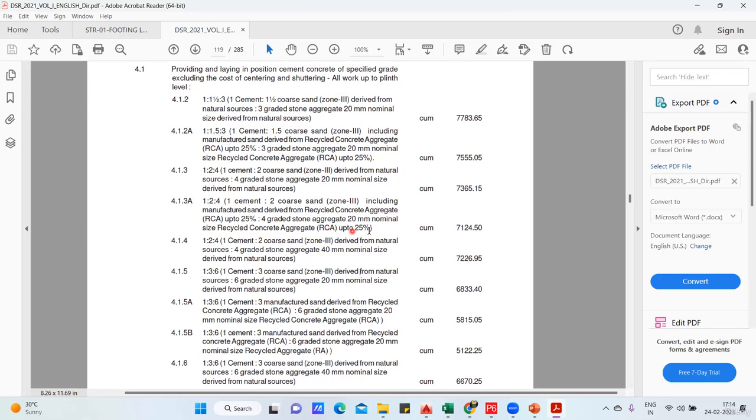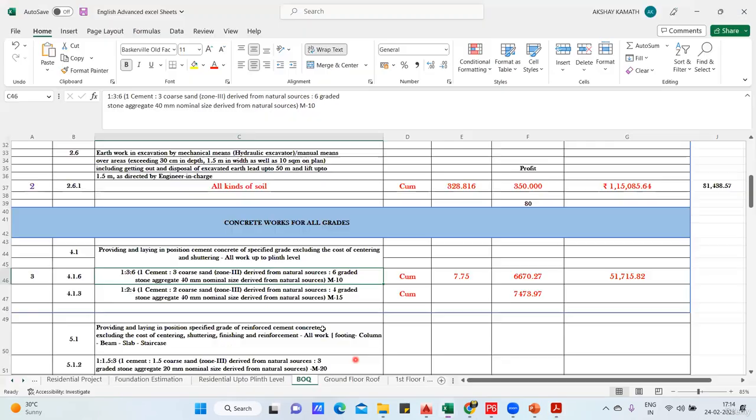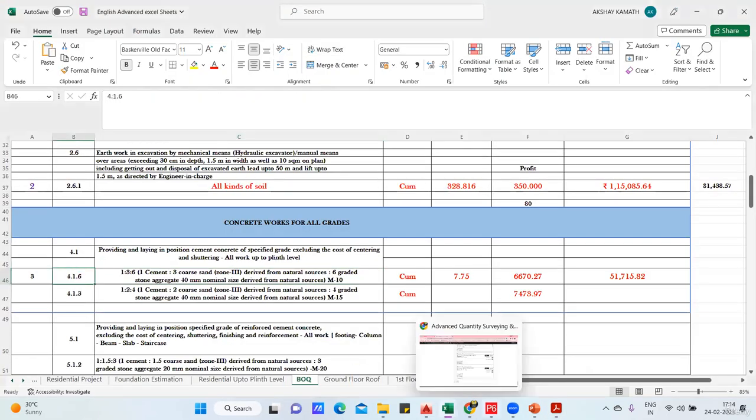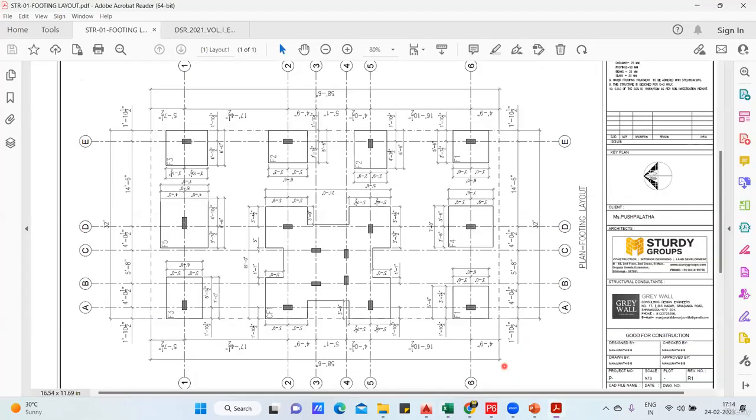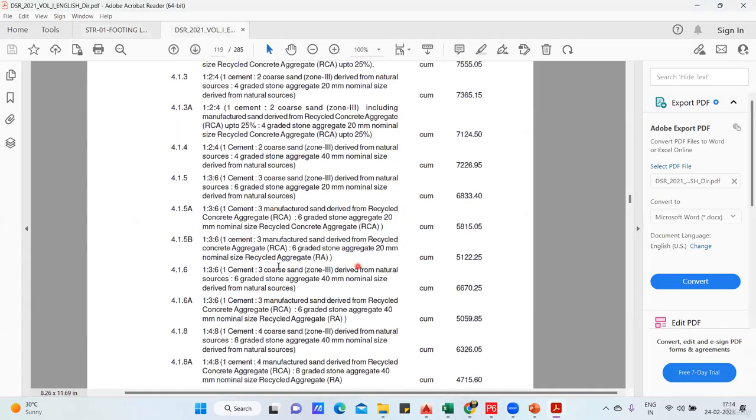So it goes up to 25%, and based on that the rate is given. But what I'm going to follow is 4.1.6. So I'll go with 4.1.6 only. Okay, 4.1.6.